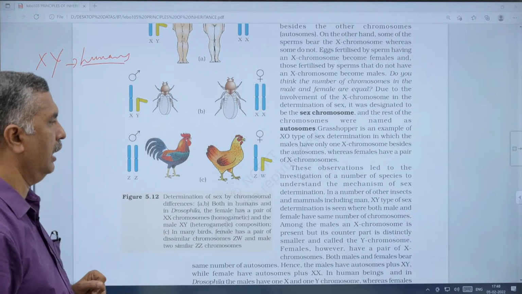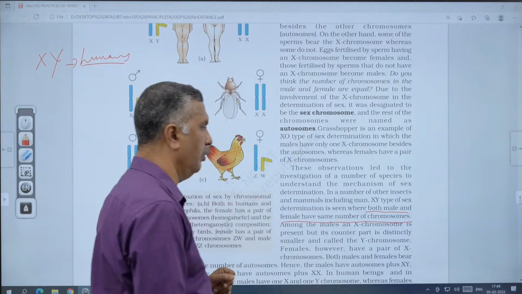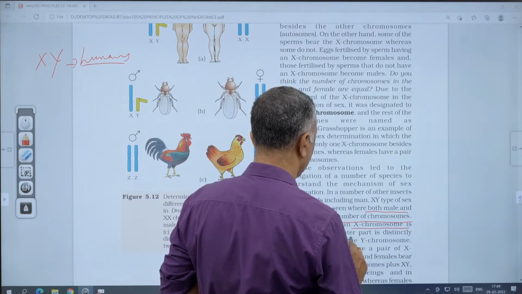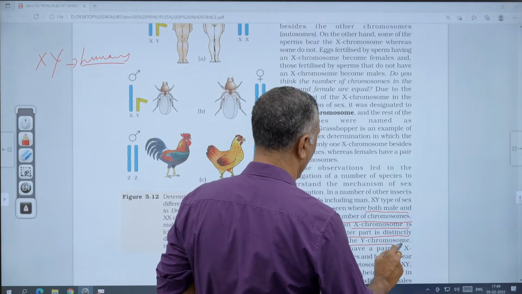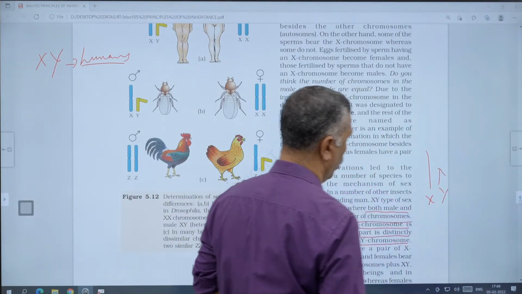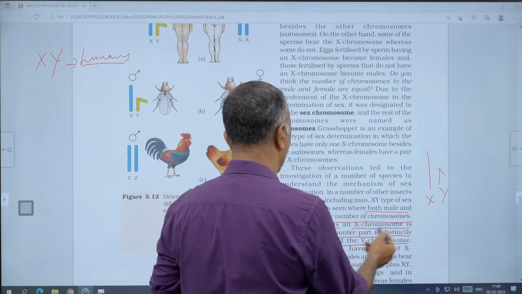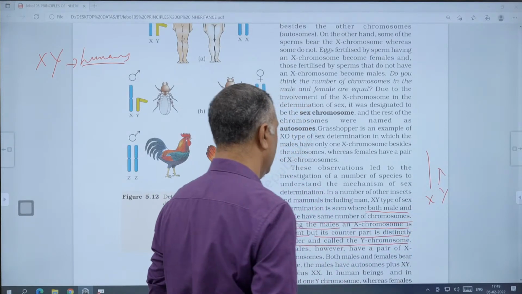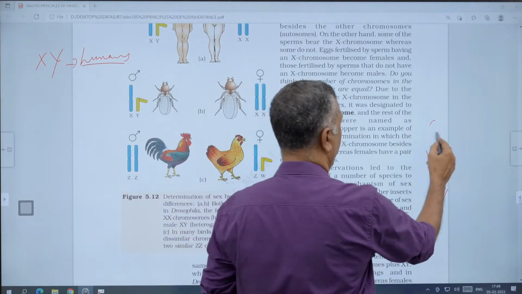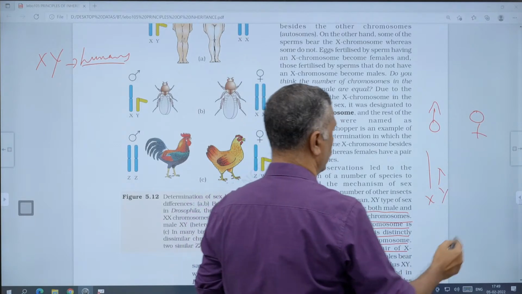In the XY type of sex determination, both male and female have the same number of chromosomes. Among the males, an X chromosome is present, but its counterpart is distinctly smaller and is called the Y chromosome. The Y chromosome is smaller than the X chromosome. That is called XY in males, whereas females have a pair of X chromosomes.